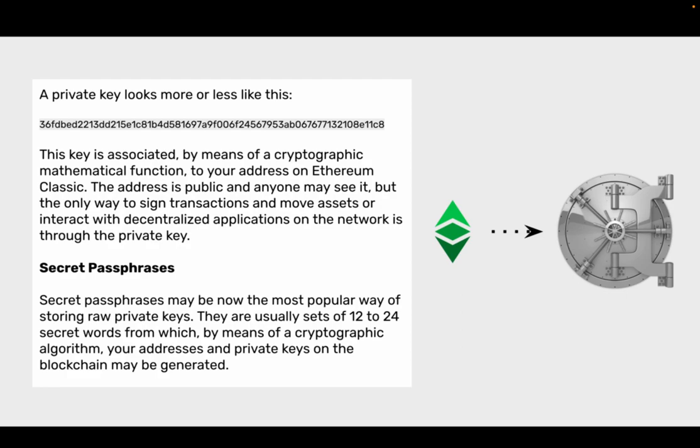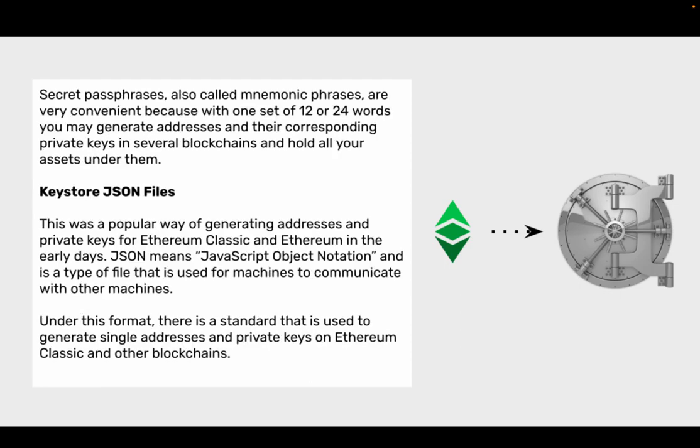Secret passphrases. Secret passphrases may be now the most popular way of storing raw private keys. They are usually sets of 12 to 24 secret words from which, by means of a cryptographic algorithm, your addresses and private keys on the blockchain may be generated. Secret passphrases, also called mnemonic phrases, are very convenient because with one set of 12 or 24 words, you may generate addresses and their corresponding private keys in several blockchains and hold all your assets under them.